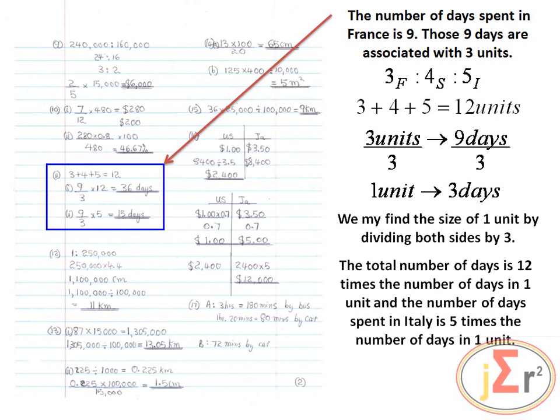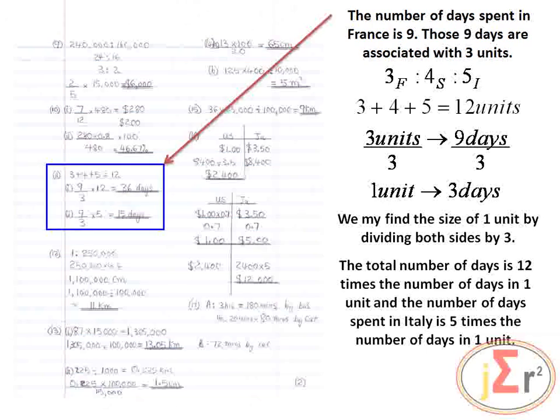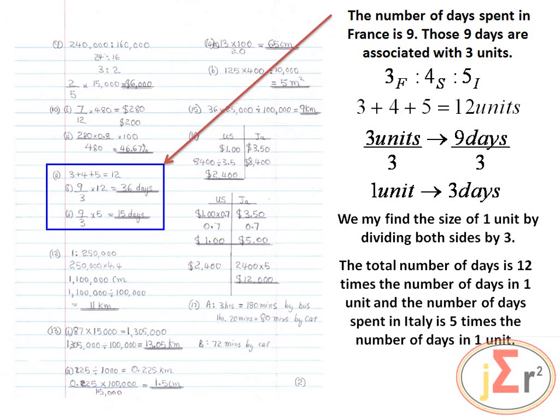The total number of days is 12 times the number of days in 1 unit. And the number of days spent in Italy is 5 times the number of days in 1 unit. So we have 1 unit representing 3 days, and we need to know the number of days in the entire holiday. We also need to determine the number of days spent in Italy.